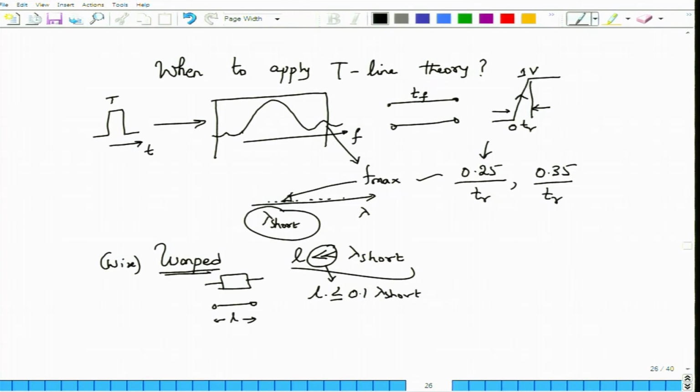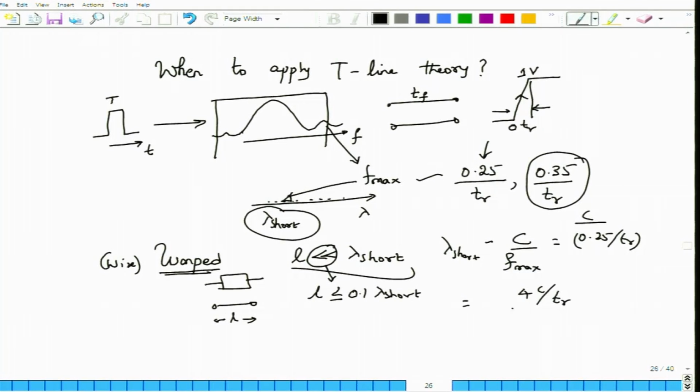So, whenever my length is much smaller than 0.1 lambda short, I consider this to be a lumped regime. But I know what lambda short is, I know what the maximum frequency is. Assuming for now that I am working in air, where the phase velocity is c, the corresponding lambda short is c divided by the maximum frequency, which in this case is 0.25 by Tr. So, this would be c divided by 0.25 by Tr. Since 1 by 0.25 is 4, 4 times c by Tr is the shortest wavelength, and L being less than or equal to 0.1 times 4 c by Tr, this right hand side quantity is nothing but 0.4 c by Tr. But length is L, right.